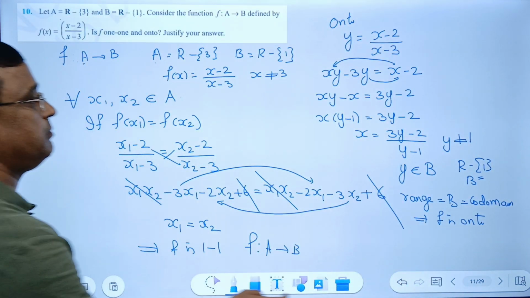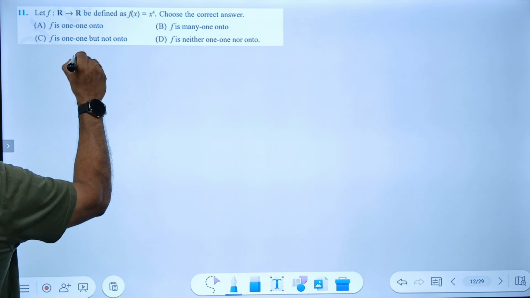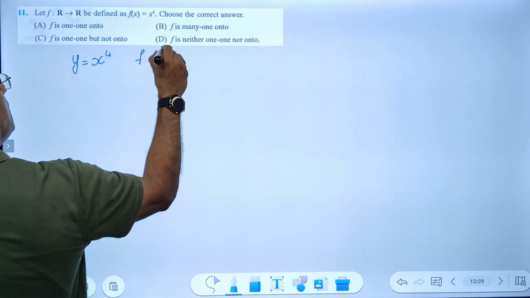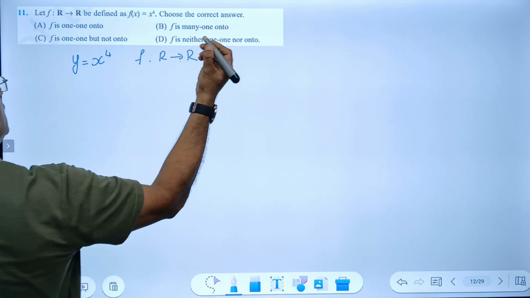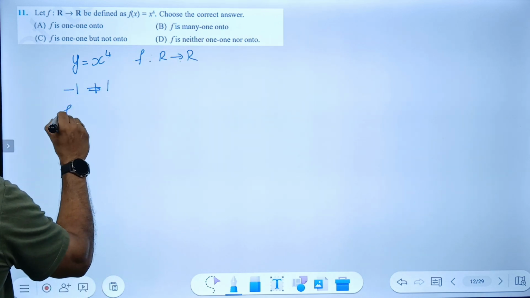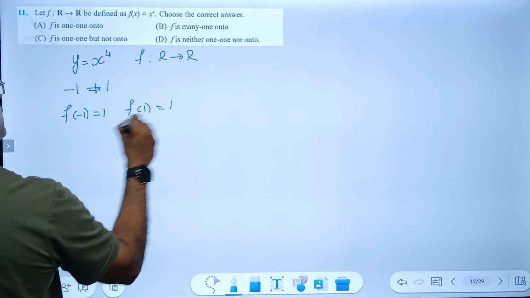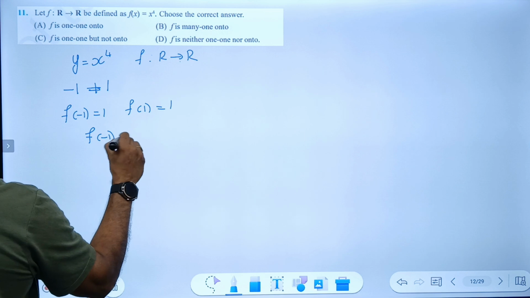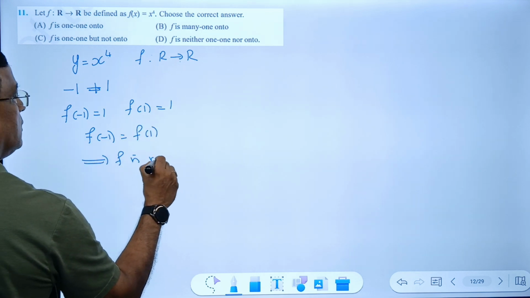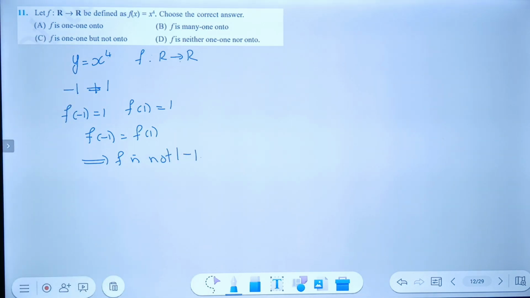Let's finish this problem. y equal to x power 4. Now y equal to x power 4, f is a function from R to R. Very, very simple. Choose minus 1 not equal to 1. Clearly f of minus 1 is 1, f of 1 is 1. Therefore f of minus 1 equals f of 1. This implies f is not 1 to 1. Definitely f is not 1 to 1.